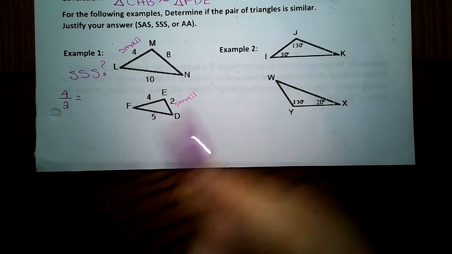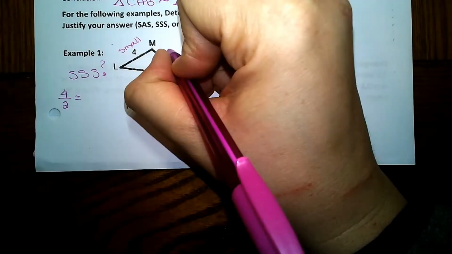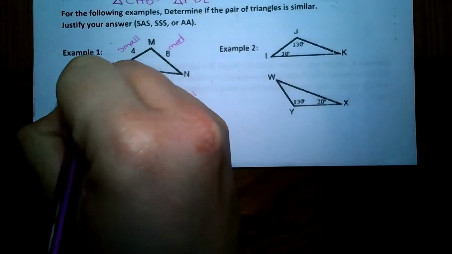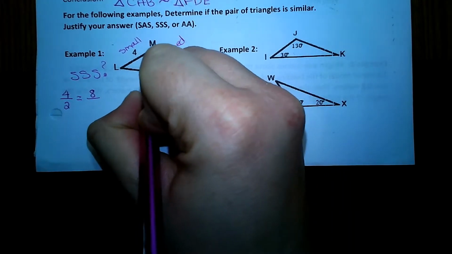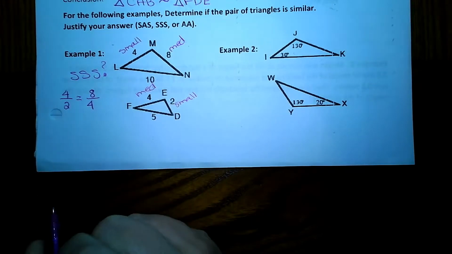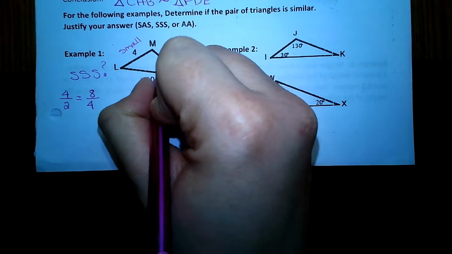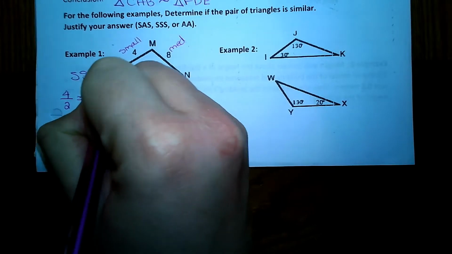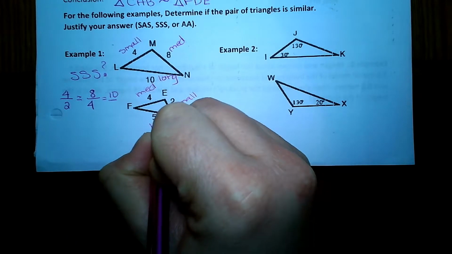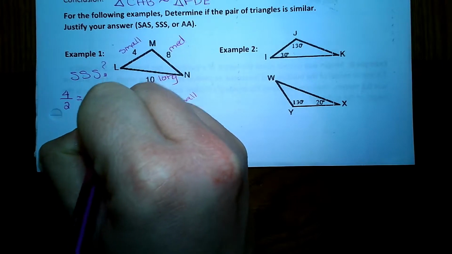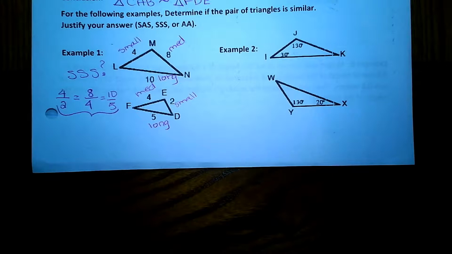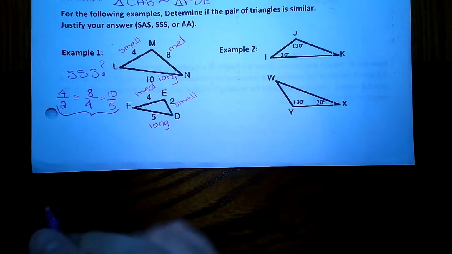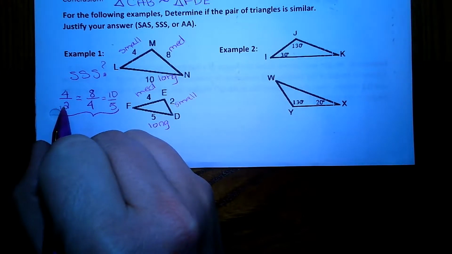All right, the medium side of the upper triangle is 8. The medium side on the lower triangle is 4. So that's a match. And then finally, the longest side on the upper triangle is 10, and the longest side on the lower triangle is 5. If all of these reduce to the same value, known as the scale factor, then we have a set of similar triangles. 4 over 2 reduces to 2.